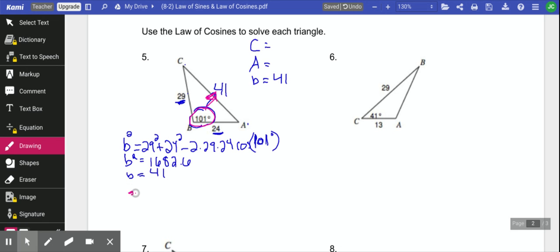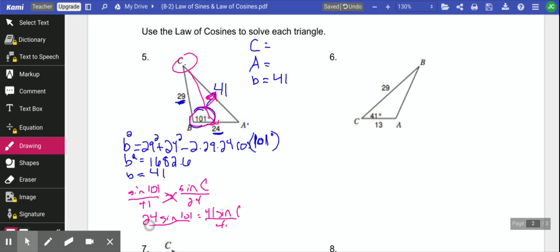So you can say sine of 101 over 41 equals, and it doesn't matter which one we do next, maybe do angle C and 24. Okay, so like I said, once you've done law of cosines once, switch over to law of sines. We're going to cross multiply, so we get 24 sine of 101 equals 41 sine of C. We're going to divide both sides by 41.